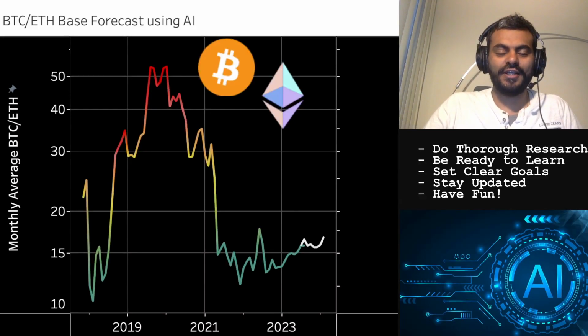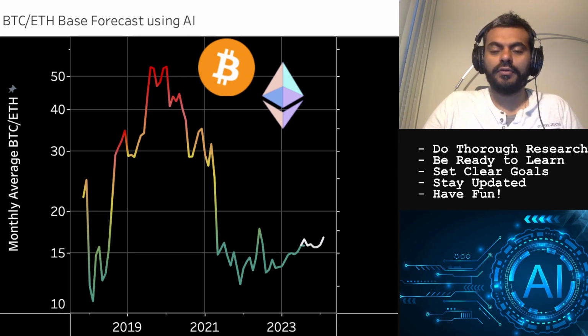My name is Josh, and let's talk today about Bitcoin and Ethereum and the pair BTC divided by ETH. This is the AI based monthly average forecast for Bitcoin's price versus Ethereum's price, that is 1 BTC divided by 1 ETH. And we do this to check is Ethereum or Bitcoin overvalued or undervalued with respect to each other, and also what does the future hold per the AI model.